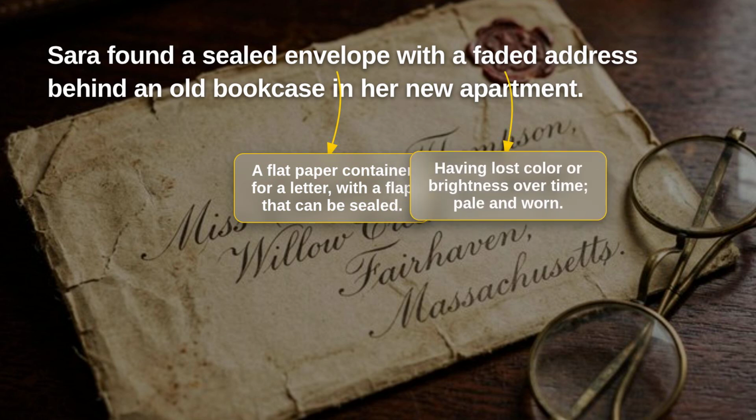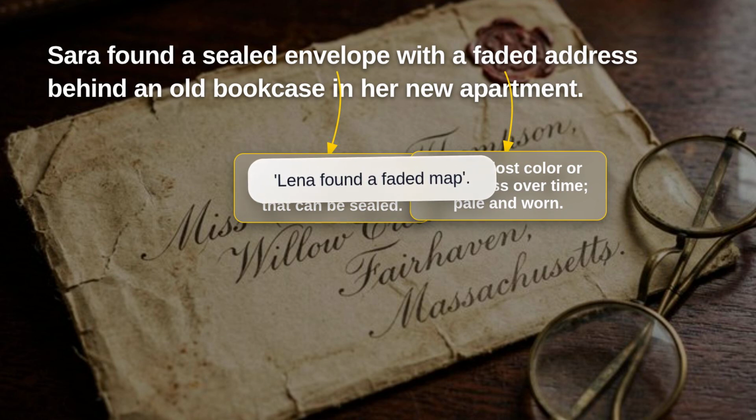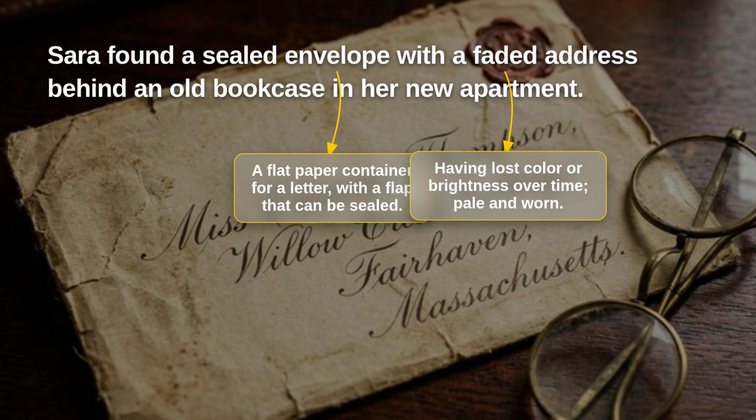And the second word is faded. Do you remember this word? We learned it in Lesson 2 when Lena found a faded map. Faded means the colors have become lighter and weaker over time. Here, the address on the envelope is faded. The ink has become pale after many years.